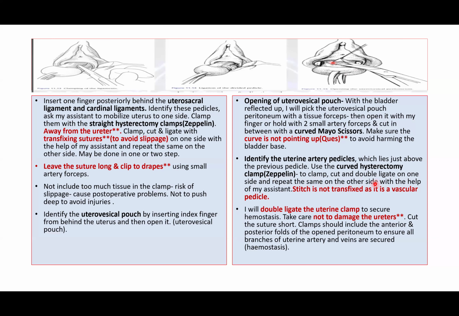To clamp, cut, and double ligate on one side and repeat the same on the other side with the help of my assistant. Here, the stitch is not transfixed because it is a vascular pedicle. Here, I have to double ligate because there is risk of bleeding, as it is the uterine pedicle, to secure hemostasis. Take care not to damage the ureters. Cut the suture short. Clamps should include the anterior and posterior folds of the opened peritoneum to ensure all branches of uterine artery and veins are secured.